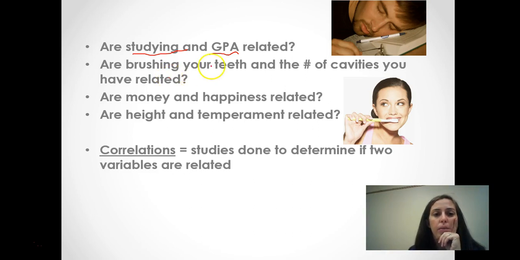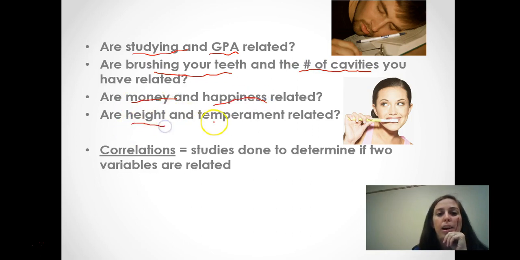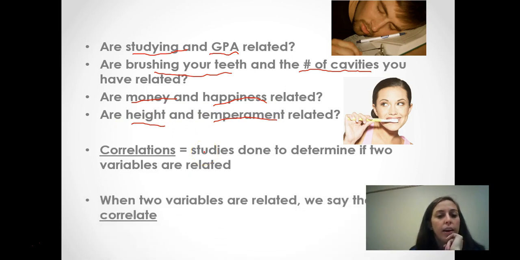Okay, so brushing your teeth is a variable and number of cavities is a variable. Money and happiness are variables. Gosh, this is terrible. Height and temperament. Alright, so that's what a correlation is. When two variables are related, we say they correlate. So studying and GPA, they correlate. If there's no relationship, we say no, they don't correlate.